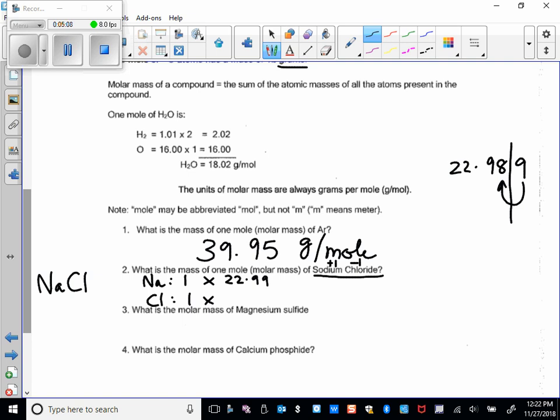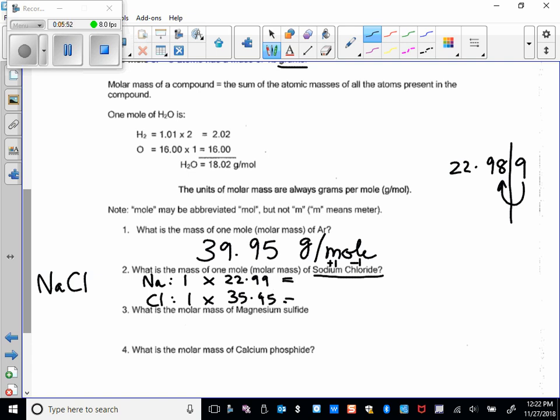I need the mass of chlorine, 2 numbers past the decimal. Can somebody give it to me? Victoria, what's the mass of chlorine, 2 numbers past the decimal? Give me the mass of chlorine. So what was the question? What are we doing, Victoria? 35.45. Okay, 35.45.